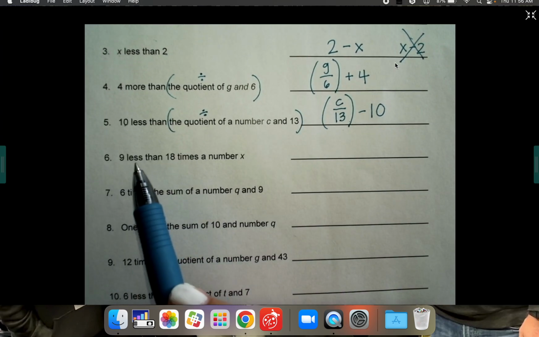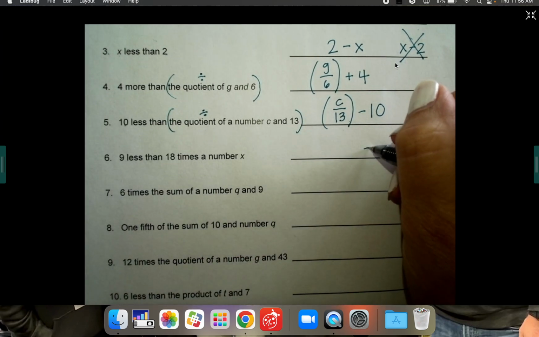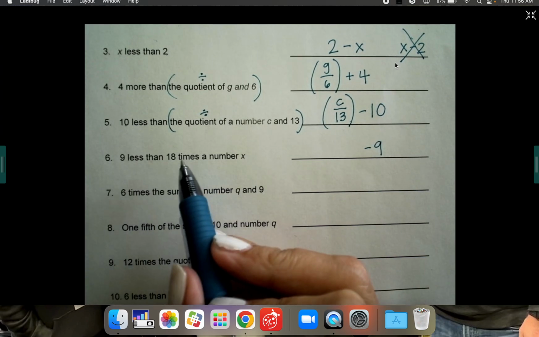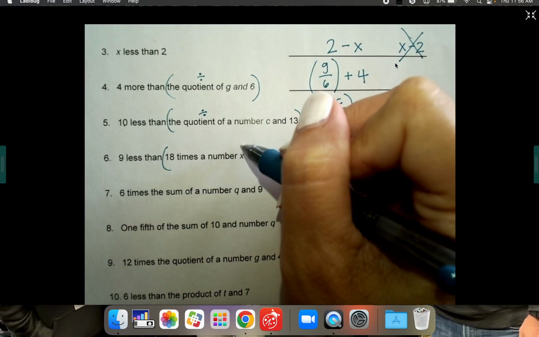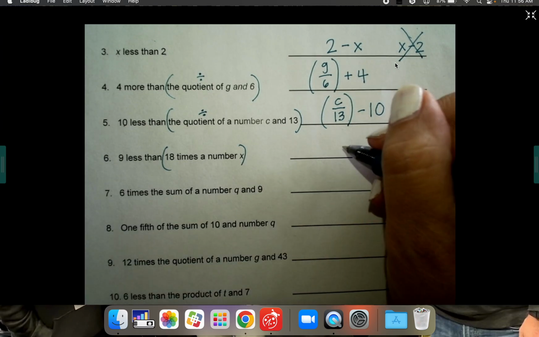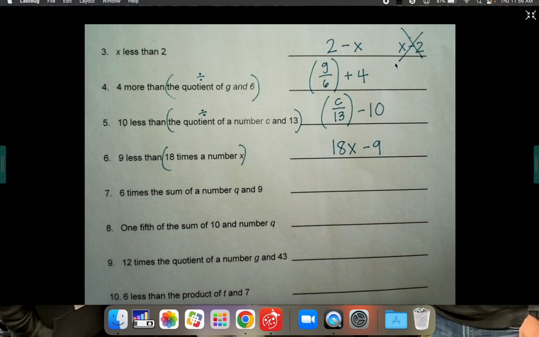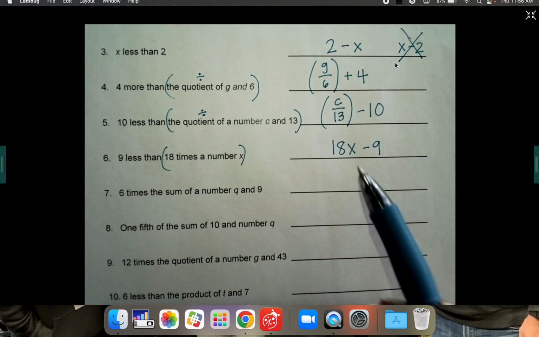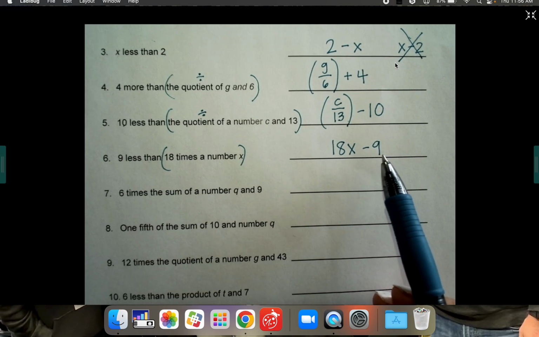All right, 9 less than something. So we're subtracting 9 from something. What are we subtracting it from? 18 times a number x. 18 times x. Squish it all together, 18x. Okay, and again, you don't need parentheses because you would always multiply before subtracting anyway.